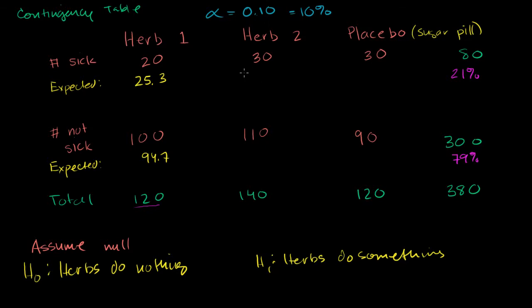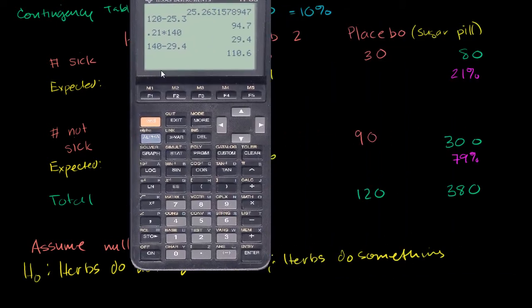We have 29.4 should have gotten sick if the herbs did nothing. And then over here, we would have 110.6 should not have gotten sick. And these are pretty close. So just looking at the numbers, it looks like this herb doesn't do too much relative to the total, all of the groups combined. And then in the placebo group, let's see what happens. We expect 21% to get sick. 21% of our group of 120. So it's 25.2.